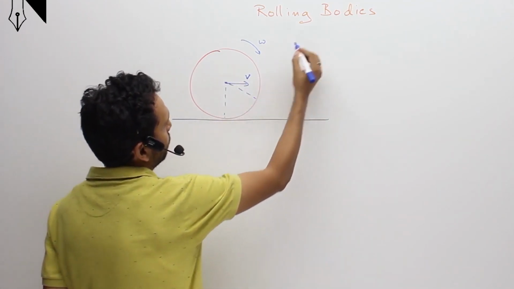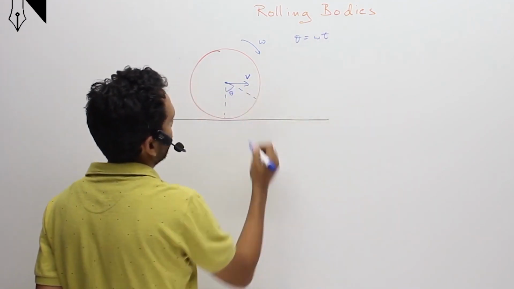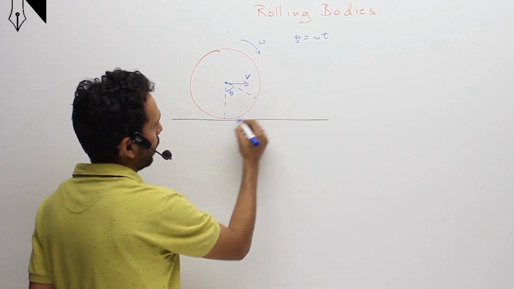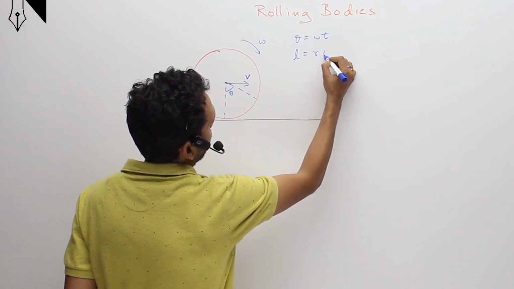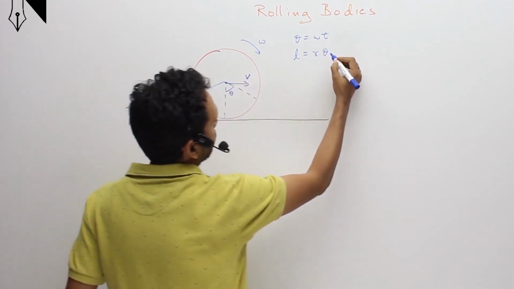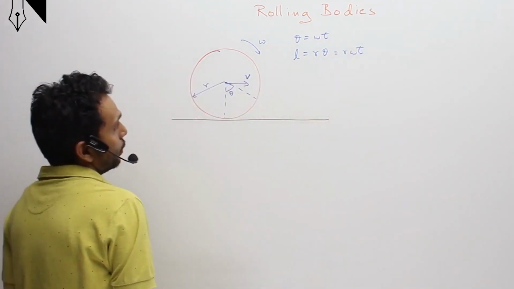Say in t time, the angle covered is omega t. So that's your angle covered. This point would have gone forward, and this point would have come on the ground. This arc length L would be equal to r theta, where r is the radius of this body. So that is r times omega t.